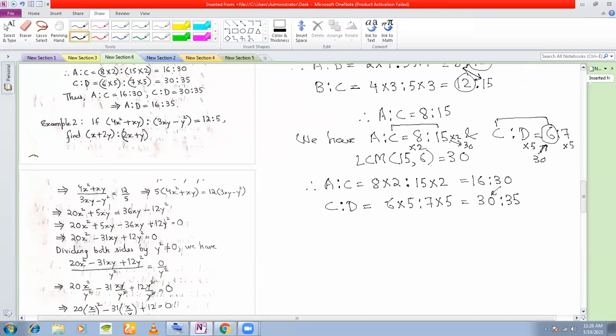So now we see that these two are same. So therefore, hence we can say A is to D, that is the ratio of these two quantities, must be equal to 16 is to 35. That's it. Okay, so this was one basic sum on ratio. Okay, I'll stop here for today.